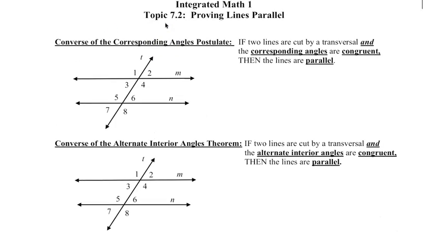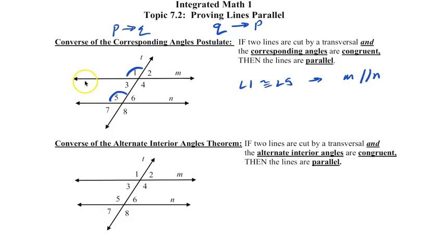Last time we had P implies Q, and now we're going to do the converse, where you do the opposite: Q implies P. So that's what's happening here. If corresponding angles are congruent, if I could show angle 1 is congruent to angle 5, then we could say that line M is parallel to line N. It's kind of working backwards. If I could show these two are the same, then it means these are parallel, sorry.